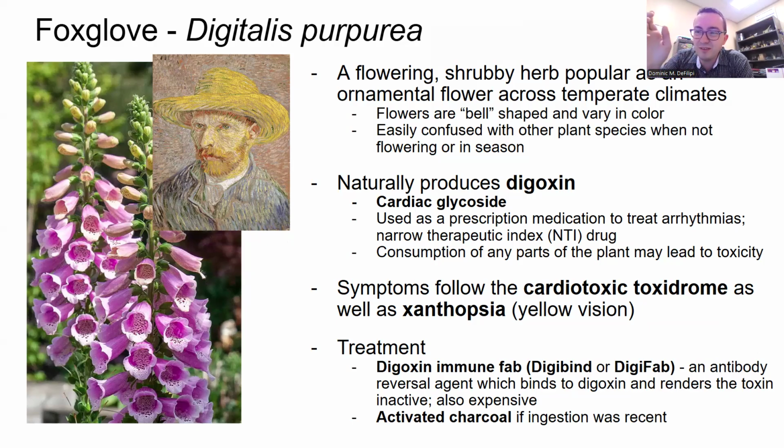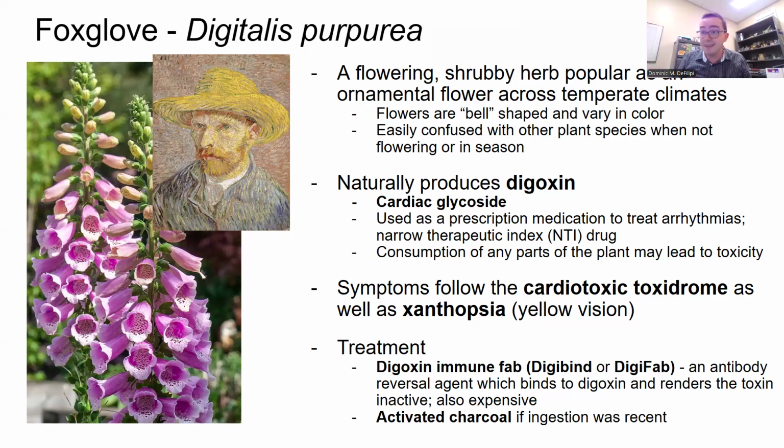Xanthopsia is yellow vision. So if someone is experiencing digoxin toxicity, whether it's from the actual pill, like digoxin, the actual tablets, or if it's from consuming the plants, they will see a yellowing of their vision. Now, their eyes aren't turning yellow, but they'll see yellow halos around objects within their field of vision.